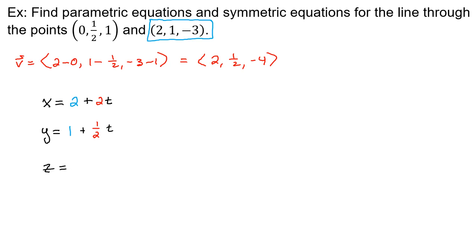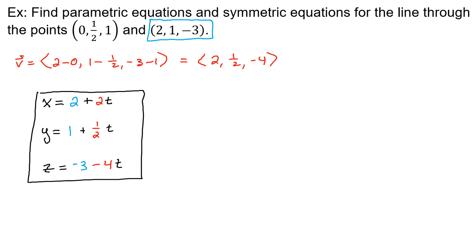And z, I would have the -3 from the point and the -4 from the vector. These are my parametric equations. These are the parametric equations for my line.